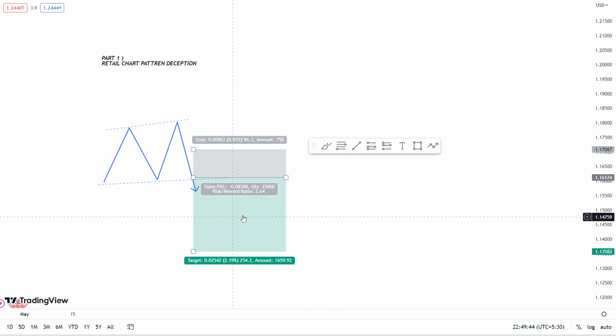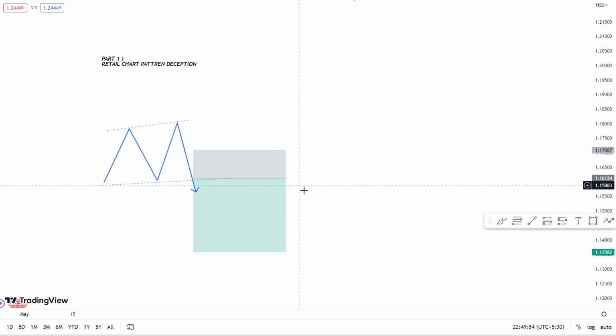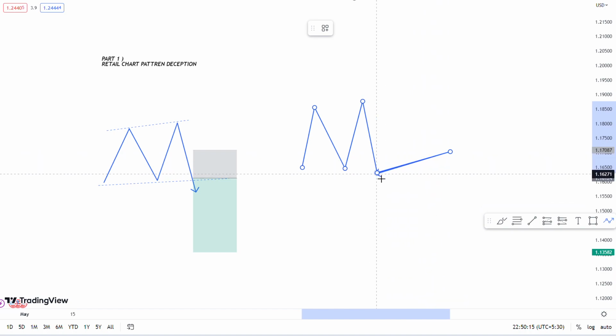If you trade this, 90% of the time it will fail. Only a 10% chance is there of winning, but 90% of the time you will lose. So this is one type of chart pattern deception. So what we should do is identify the liquidity, where it is lying. Same setup: let's say there is a double top and double bottom pattern.